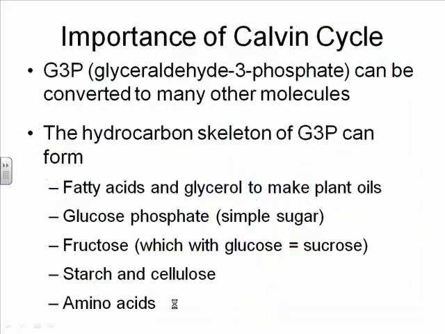So what's so important about G3P? We can pretty much make it a lot of other things. We can make it a fatty acid in a glycerol. We can make it glucose, fructose, starch like in a potato, cellulose like in a plant wall. We can make amino acids out of it. G3P is the framework to make all of our important carbohydrate products.